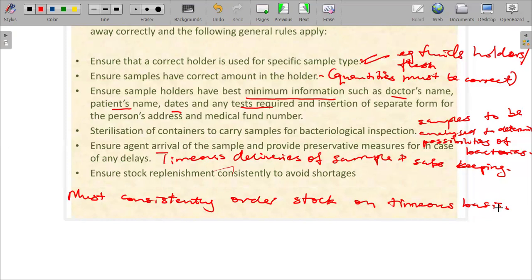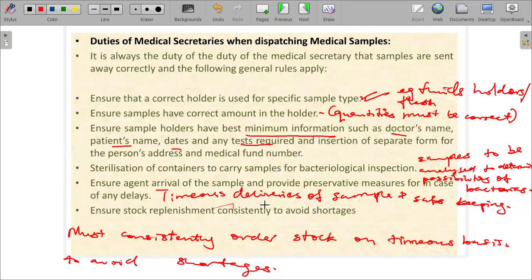So it is the duty of the medical secretary to ensure that all the equipment and all the things that are supposed to be used during the processes or examinations and every other procedure to be done, the relevant resources are in place. So he must consistently order stock on a timely basis to avoid shortages. It is the duty of the medical secretary to do that. So please note that it is quite important that you note some of these responsibilities, as they are the key duties of the medical secretary in the trade that you are in.